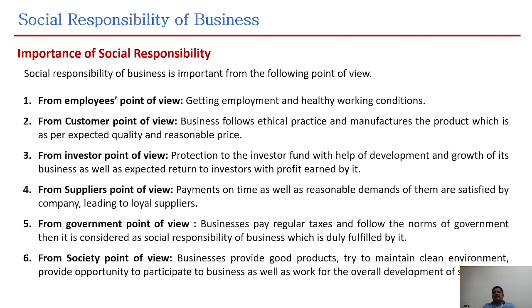From the government's point of view, the business pays regular taxes and follows the norms of the government. This is considered a social responsibility of the business, which will be duly fulfilled. It means the government will get its taxes in a regular manner. There would not be any cheating in tax paying and other things. These are the government's point of view.